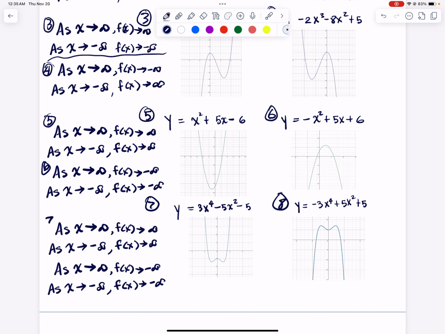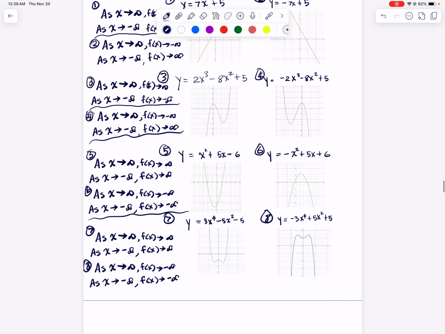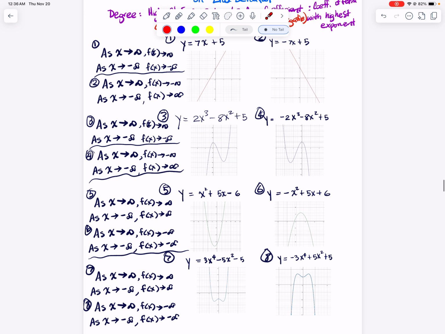Number 7 and number 8. All right, so we were able to do these end behaviors when we were able to see the graphs. But my argument is we don't need to see the graphs in order to determine what the end behavior of a function is. So let's notice a few trends, and then we'll try it on a graph that we cannot see.